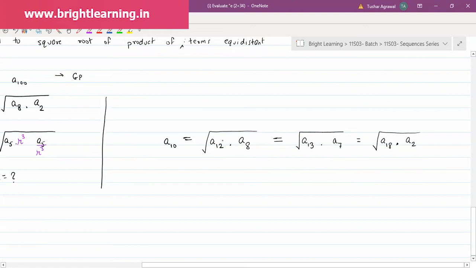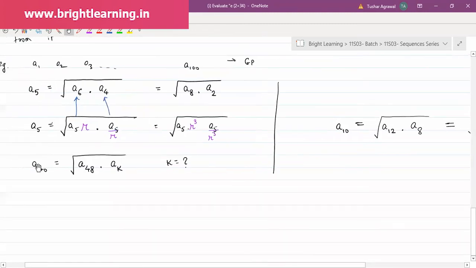Now why is this property happening? What is the reason? Sir, now K value is 32. Yes, here the K value is 32. From the 40th term, 8 steps ahead you went, also come 8 steps backwards. So 8 steps backwards, that will be 32. Yes. So now what's the reason for this property?